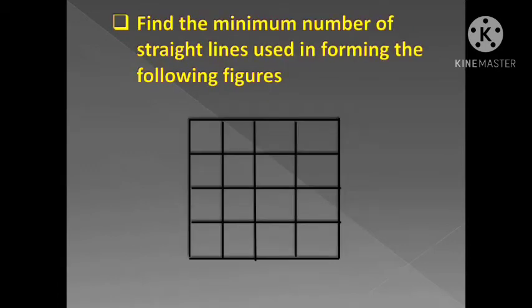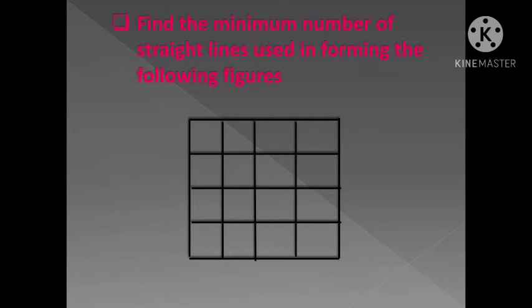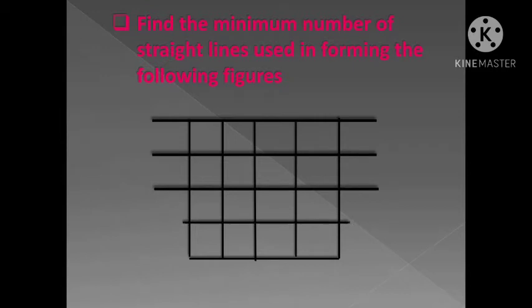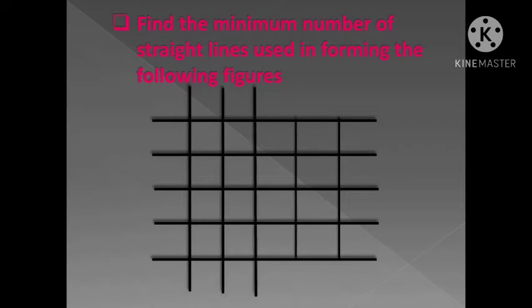Now let's count the straight lines. Find the minimum number of straight lines used in forming the following figures. Let's count the straight lines. 1, 2, 3, 4, 5, 6, 7, 8, 9, 10. So totally 10 straight lines are there.